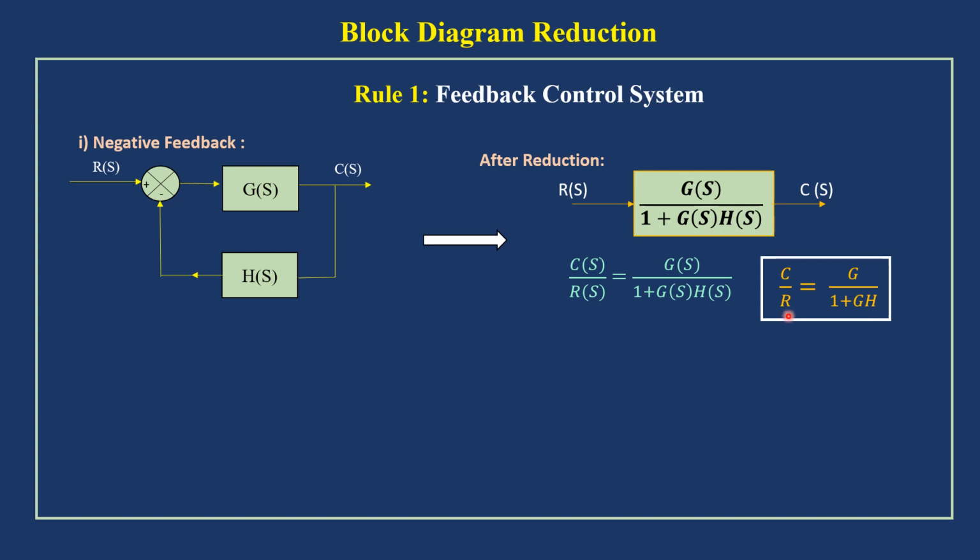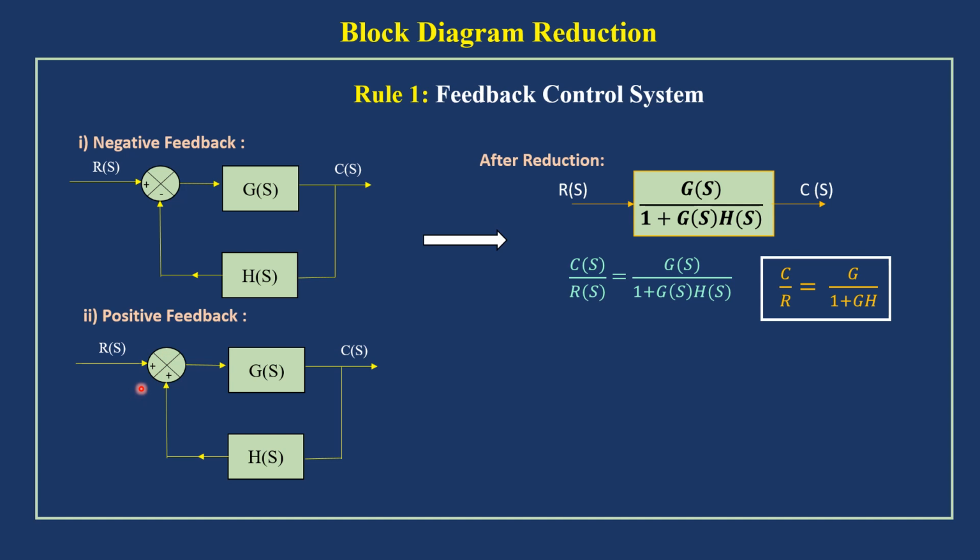C by R is nothing but the overall system gain, or it can be termed as the transfer function. Okay. And then about the positive feedback control system. In the positive feedback control system, a positive operator combination is there in the summing point, and it adds the signals to get the output.